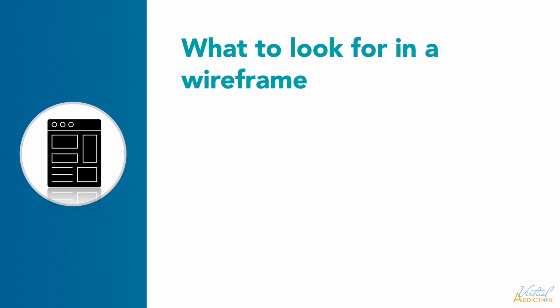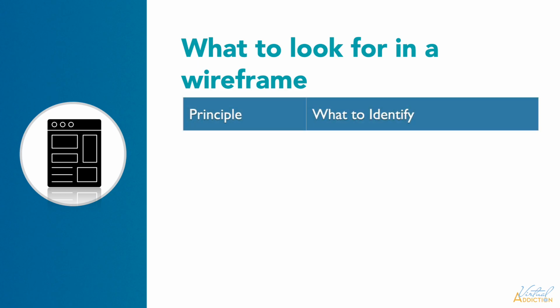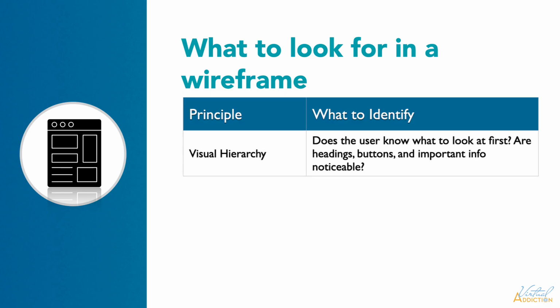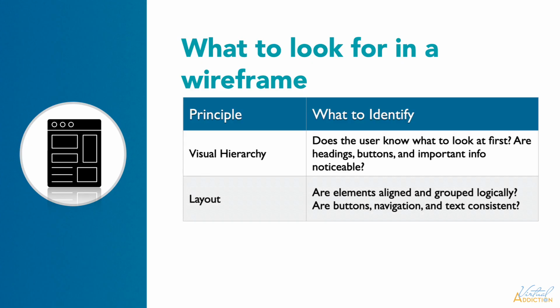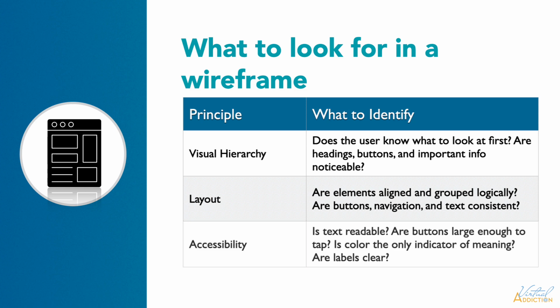As you're reviewing your original wireframe, ask yourself, for visual hierarchy, do I know what to look at first? Are the most important things like headings and buttons clearly noticeable? For layout, ask, are elements aligned and grouped logically? Does the page feel organized or scattered? And for accessibility, is the text readable? Are buttons large enough to tap? Are labels clear? And is color being used as the only way to communicate meaning? This is all about awareness.